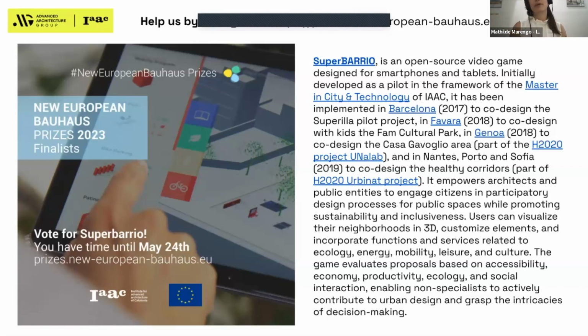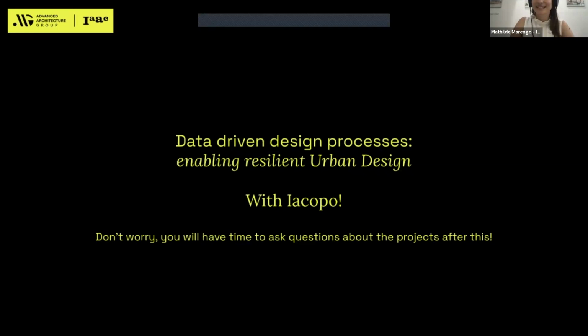As I was saying, Super Barrio was initially developed within the Master in City and Technology. After the Master in City and Technology, it was implemented in Favara, in the Farm Cultural Park there, in Genoa, in Italy, with the redesign of the Casa Gavoglio area. And more recently, as I was saying, in URBANAT, with the design of the 3 green corridors in Nantes, Porto, and Sofia. And with that, I am happy to pass the word to my colleague, Iacopo, but not before Naya has presented him.